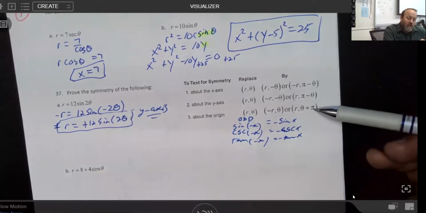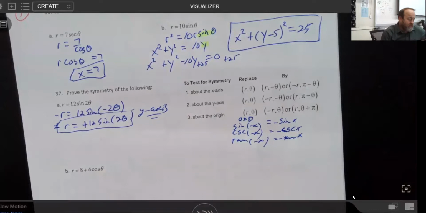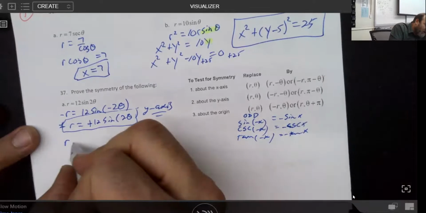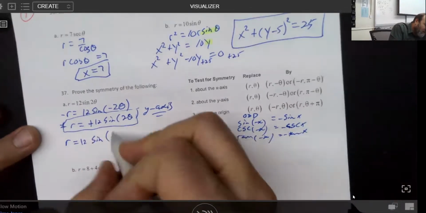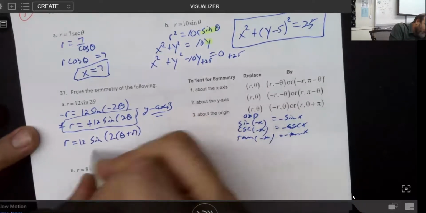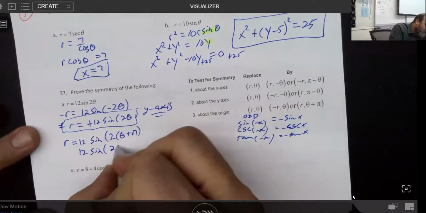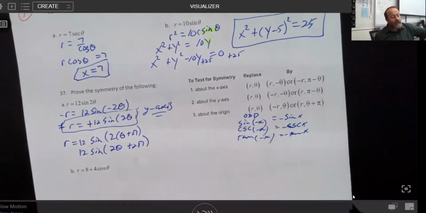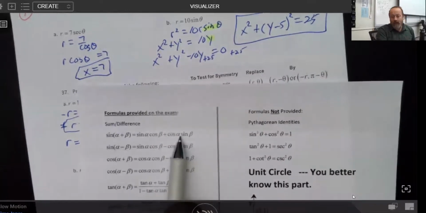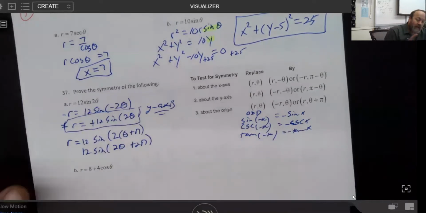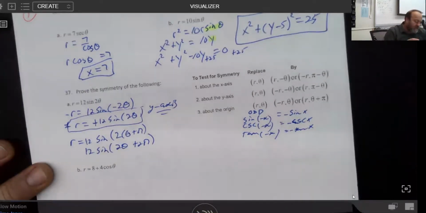I'm going to find out if this one has origin symmetry, because I'm not really sure if it does or not. So I'm going to replace r with r, according to this, and I'm going to go in and replace theta with theta plus pi. So this is 12 sine 2 theta plus 2 pi. Now, this is really a pretty nice one, because we're talking about the idea that we have the sine of alpha plus beta. So I'm going to go ahead and use my nice little sum and difference identity to see what I can do. And this looks like it's going to be terribly difficult, but it's really not that bad.